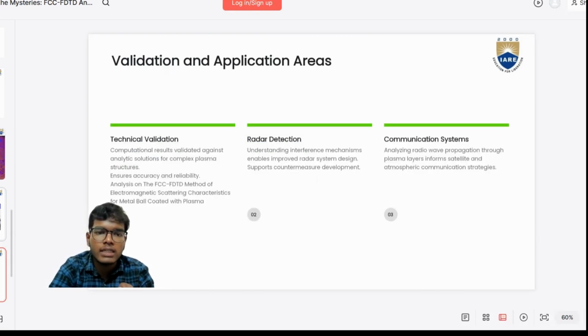Validation and application areas. Technical validation: computational results are validated against an analytic solution for complex plasma structure, which ensures accuracy and reliability. And second is radar detection. Understanding interference mechanisms enables improved radar system design and supports countermeasure development. So, third is the communication system. It analyzes radio wave propagation through plasma layers and informs satellite and atmospheric communication strategies.